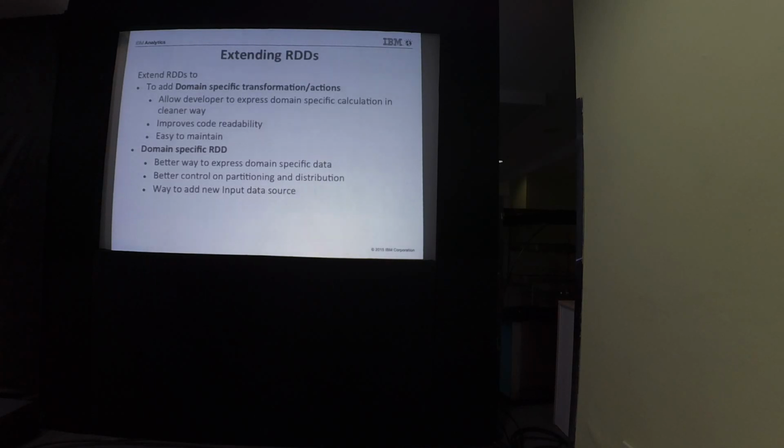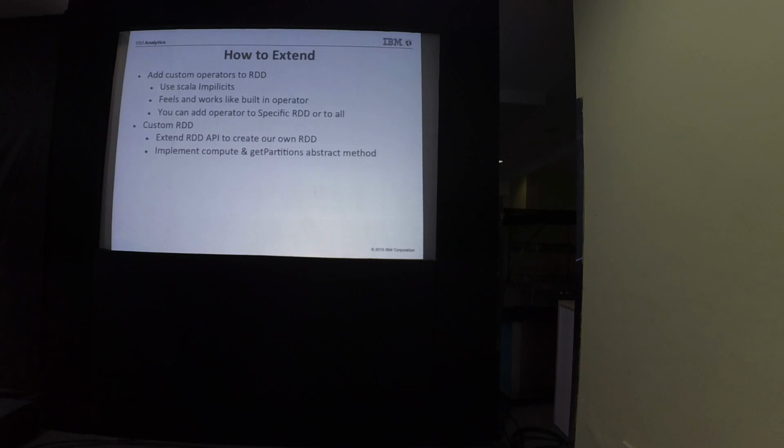So better control of partitioning and distribution. Let's say you want to enforce your partitioning logic and distribution. Partitioning, the way we saw, you can do the complete thing in one go if you write your own RDD. And if you want to add a new data source, you can create an RDD from it. Now how to extend, right? So we'll go for both of them. So how to add a custom operator? We are using Scala implicit in this case. There is a way to extend in Java also, and they are working on the other one.